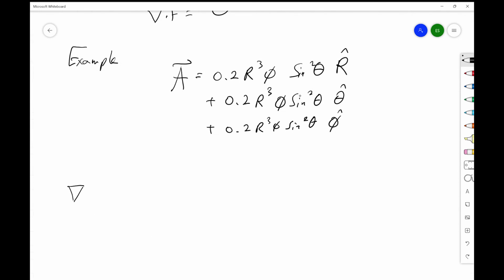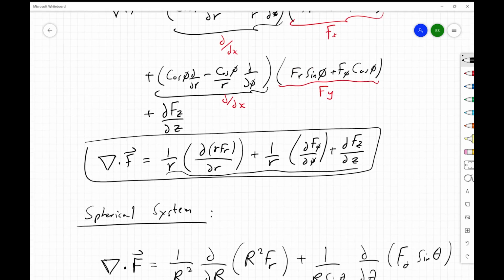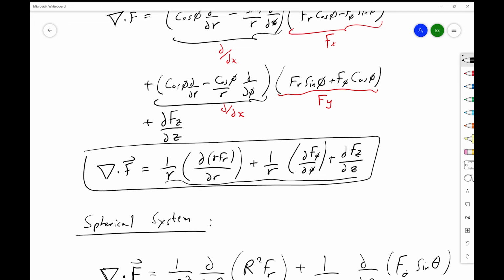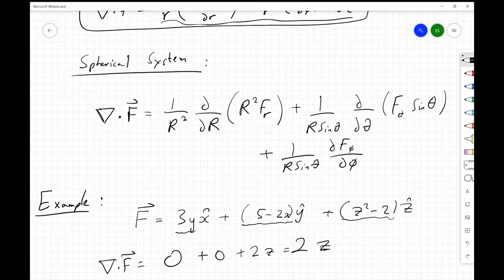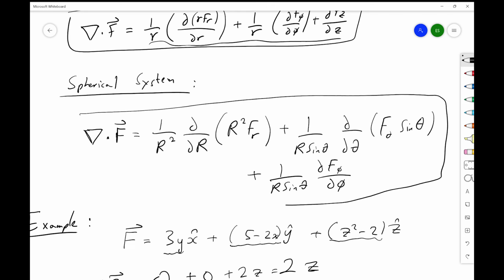Well, the divergence, we have to go back to the formula. After you've done this once-in-a-lifetime derivation by hand, you would commit it to your notes, or it's going to be in some table in the back of a textbook. You'll go here and say, hey, this is the definition of the divergence in the spherical system. So you just apply it.